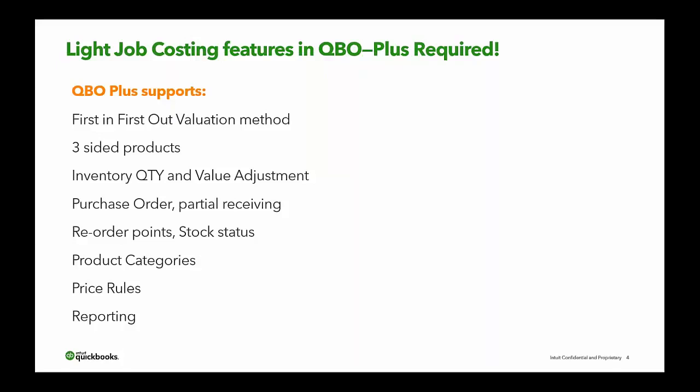We're going to look at quantity and value adjustments. You can now partially receive against an open PO. There is a reorder point, so I can track stock status. These are some of the features that we added to QuickBooks Online Plus over the last year or so.